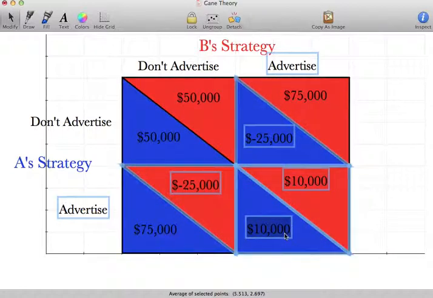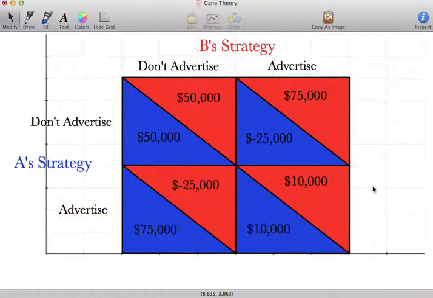Their profits were $10,000, but when they switch to don't advertise, they end up with $25,000 in losses. So if either party, A or B, ends up in this advertise situation, neither party has an incentive to deviate from this. So in this instance, advertise is a Nash equilibrium, because neither party has any incentive to deviate.